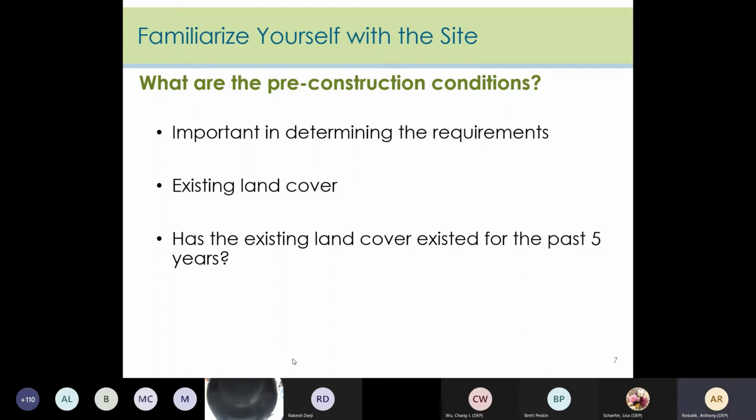The next step would be to familiarize ourselves with the site so we can determine if it's a major development, and if so, which requirements would apply. So we would look at the existing land cover, and a trickier question on some sites, although it won't matter on this site, is has that land cover existed for the past 5 years? Because if you look into the rule or the SCL, it will require use of the land cover with the lowest runoff potential that existed from the last 5 years if the area had more than 1 land cover in that 5-year period. In this case, we don't have that situation, but you can run into that situation where the site has been recently developed.